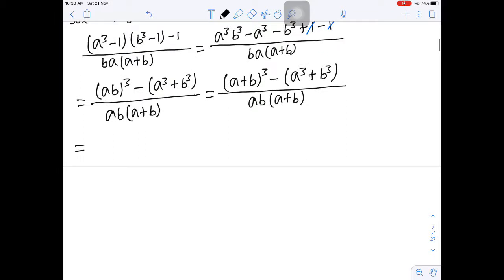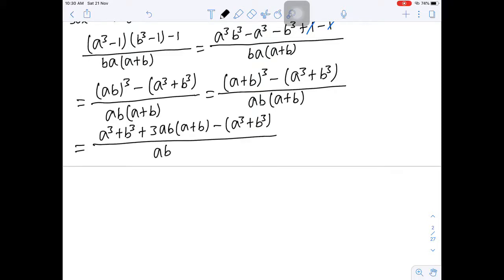Then for a plus b whole cube, we know there is a formula: a cube plus b cube plus 3ab into a plus b, minus a cube plus b cube, divided by ab into a plus b. Then we can cancel a cube plus b cube with a cube plus b cube, and we have 3ab into a plus b divided by ab into a plus b. So ab into a plus b will get cancelled and we will get 3.